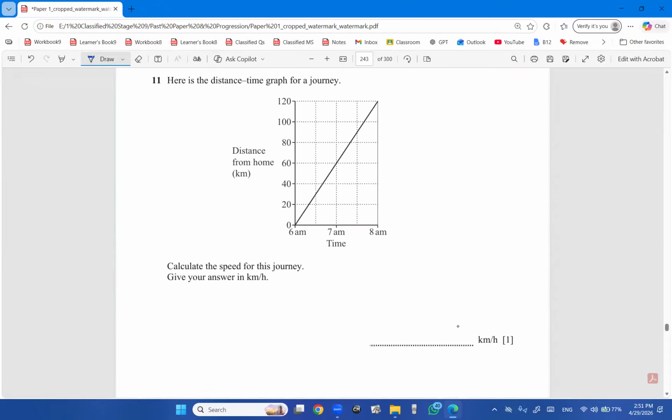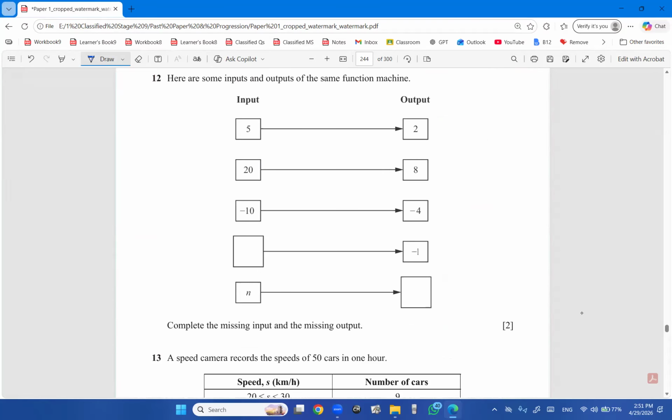They want from you here the speed per hour. So you're going to find here that in 1 hour exactly, it took 60 kilometers. So the distance was 60 kilometers per hour.